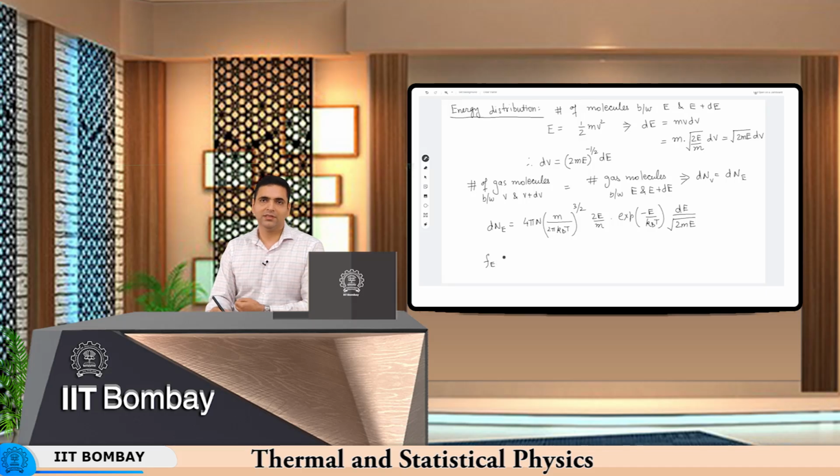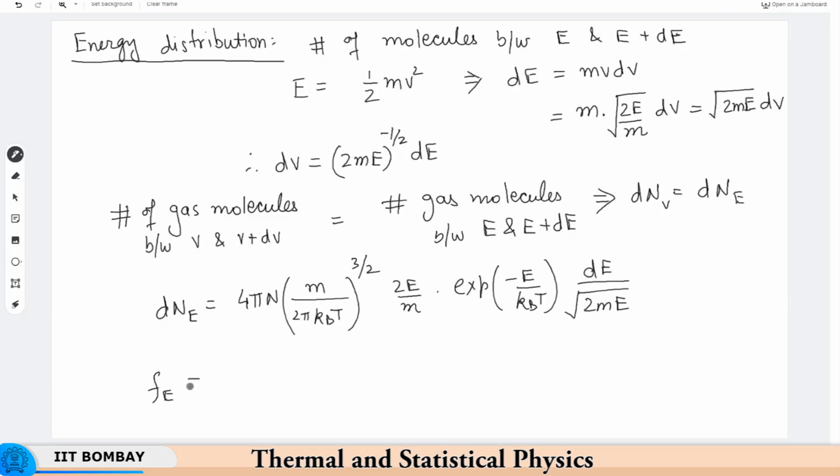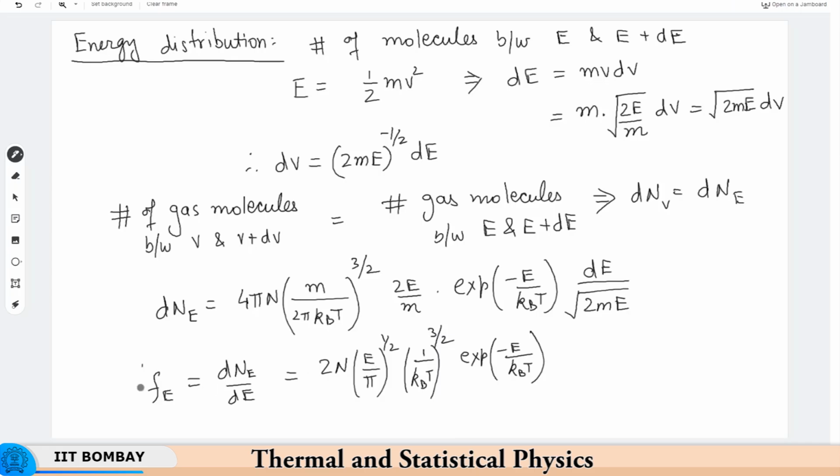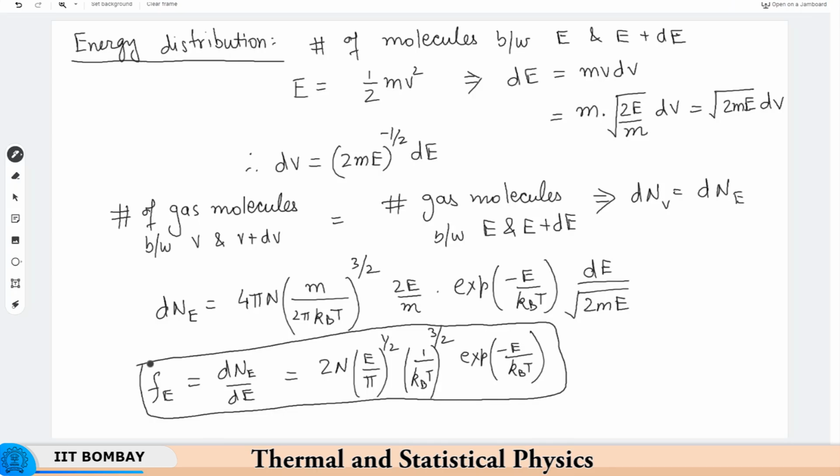And if you do a little bit of simplification here, we can write down the final answer, which is f of E. This is now the Maxwell energy distribution. So, this becomes dN_E by dE, and this is basically equal to 2n times square root of E by pi times 1 by (kBT) raised to the power 3 by 2 times exponential of minus E by kBT. And this is basically the energy distribution that we wanted to calculate.